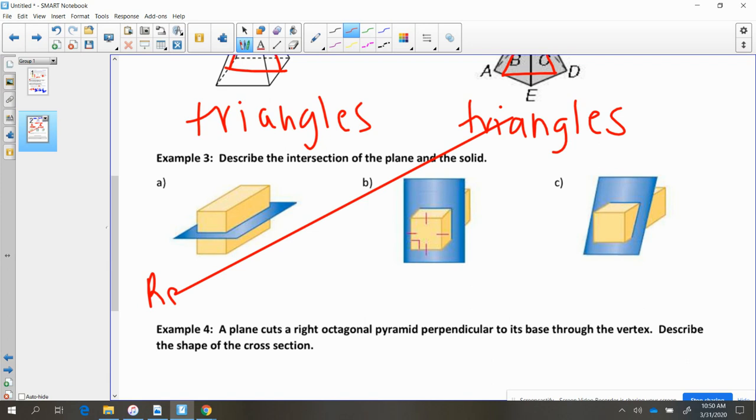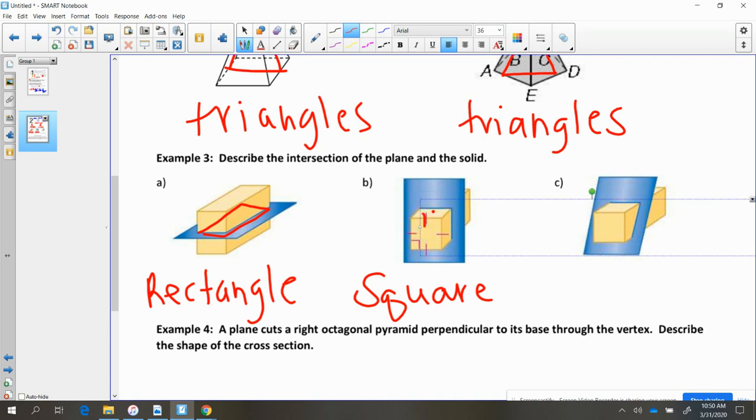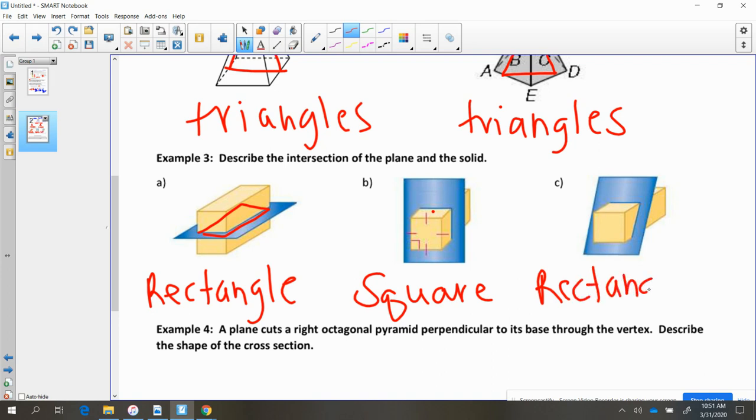The first one, we're going to have a rectangle as we slice through. Again, think about what shape is being created here. It's a rectangle. In letter B, we're allowed to be a little more specific. This one's going to be a square because they're telling us that these are congruent all the way around. So we're able to officially say that that is a square. And then this last one, they did not give us information like they did in part B. So our best name on this particular one is, again, rectangle.